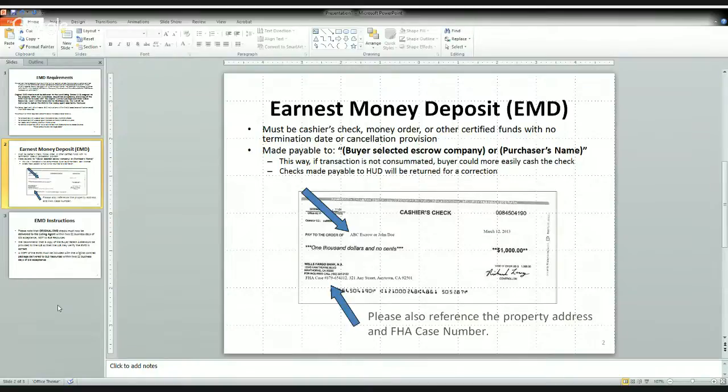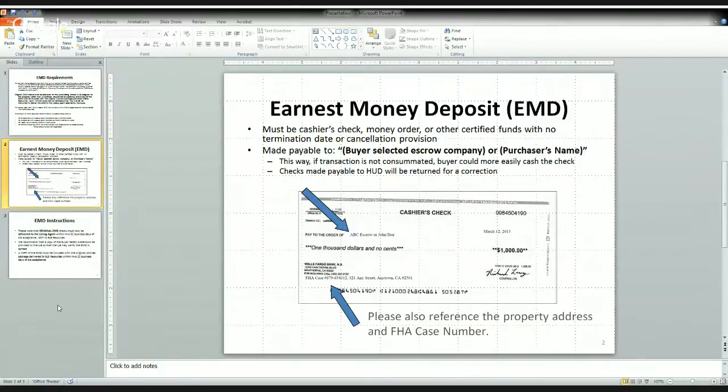And at the bottom in the memo line, they have the FHA case number and the street address. This is super helpful when it's being sent, so they can reference what property this check is for. Because all the earnest money deposits are the same, you could see how it might be possible that a check gets put in the wrong spot. So just having that extra assurance in there by having the case number and the street address is very helpful.